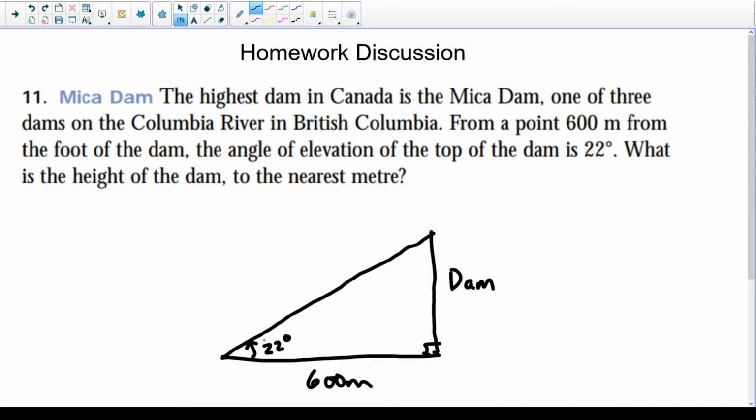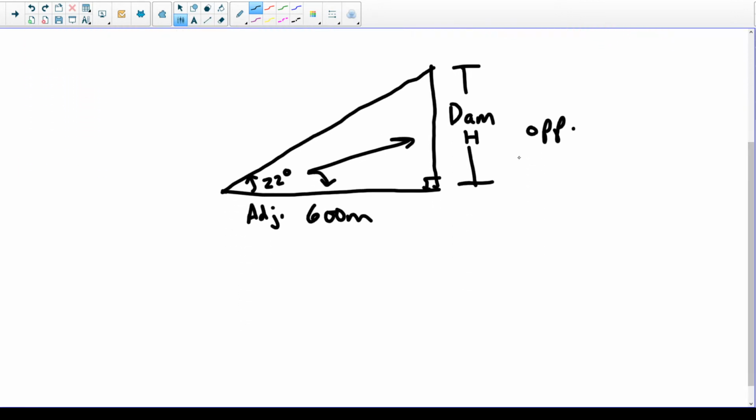So with these two measurements of the angle and the side length, we can now label our triangle with opposite, adjacent, and hypotenuse. So it is a right angle triangle, so this side, which is the side we're looking for, which I'm actually going to call H, for the height of the dam, is the opposite side. And this side right here is next to the angle, so it's one of two sides. It's either the adjacent or the hypotenuse. The hypotenuse is the longest side, so this side has to be the adjacent. And we're only going to label those two sides because they're the only sides we're working with. So with opposite and adjacent, we're looking at TOA. So tan 22 is equal to the height of the dam, H, divided by 600.